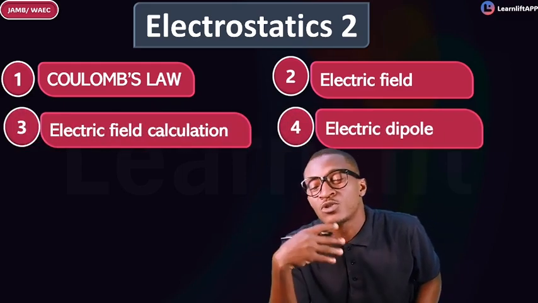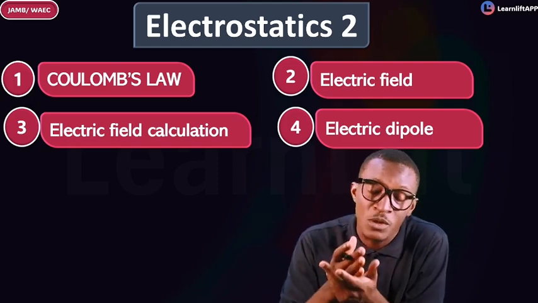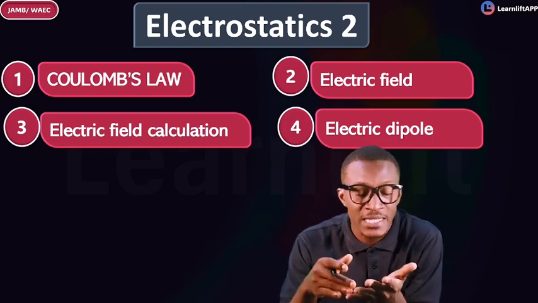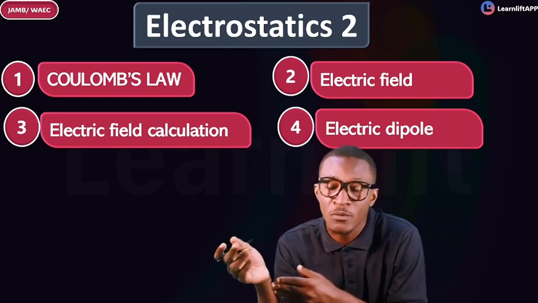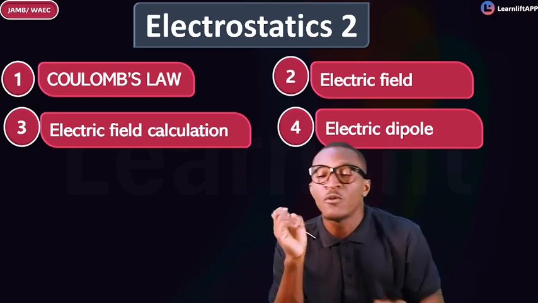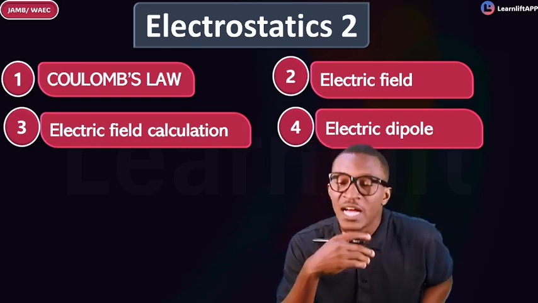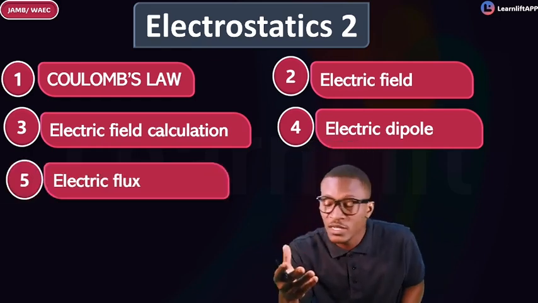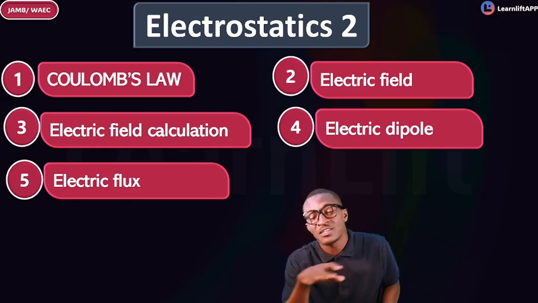We'll go on to talk about the electric dipole. During my course of teaching, I told you that magnetic field and electric field are dipoles. Why are they dipoles? Because they consist of two poles. For the magnetic field, we have the north and south pole. For the electric field, we have the positive and the negative. We'll go on to talk about electric flux, the number of field lines passing through an area.